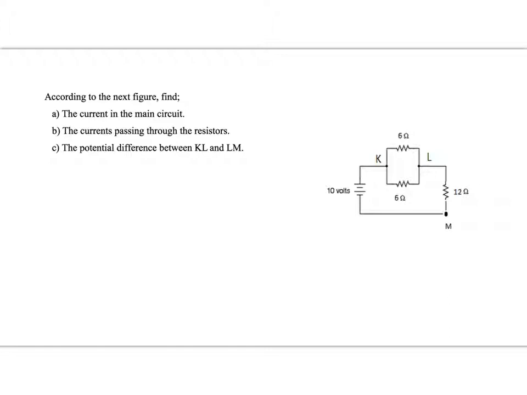Let's do an example according to the next figure. Let's find the current in the main circuit, the current passing through each resistance, and the potential difference between KL and LM. Now first let's find the total resistance. The two 6 ohm resistors are in parallel, so 1 over R equivalent will be equal to 1 over 6 plus 1 over 6, which is equal to 2 over 6, or 1 over 3. So their equivalent is equal to 3 ohm. The 3 ohm is connected to 12 ohm in series, so their total will be equal to 15 ohm.